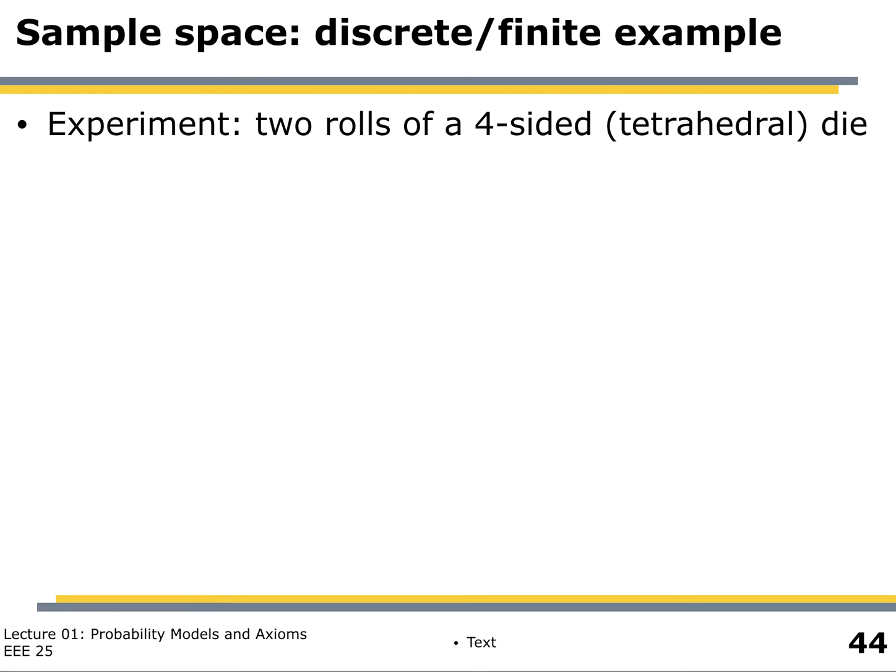So the next part of the lecture will just go through a couple of examples, and hopefully this will help you practice defining the sample space for a probability model. And here we consider a discrete or finite example, and we start with an experiment that involves two rolls of a four-sided or tetrahedral die. So instead of a six-sided die, imagine that it only has four faces.